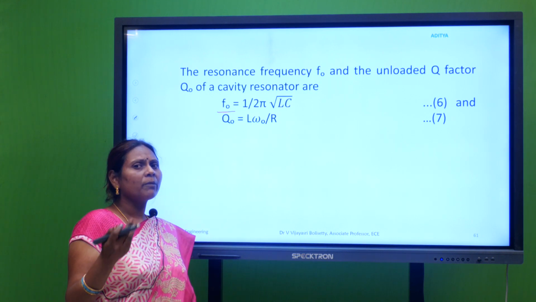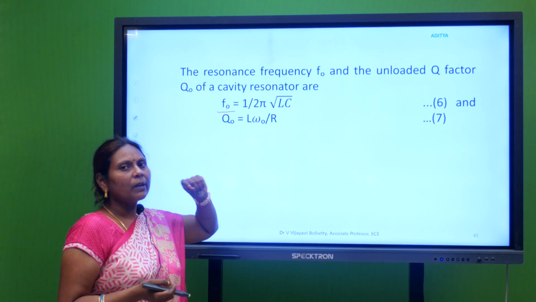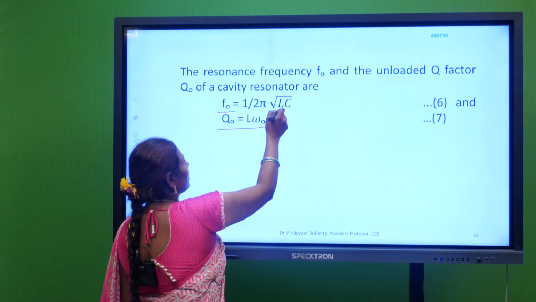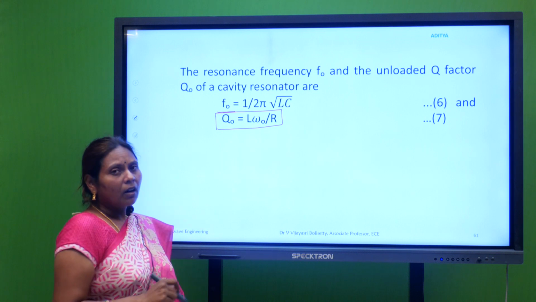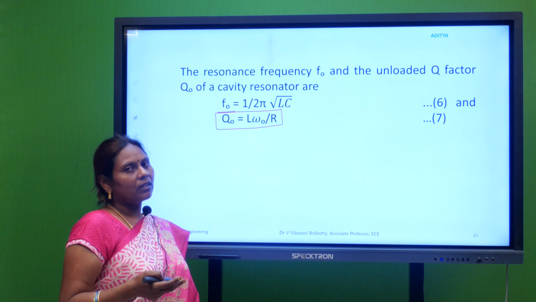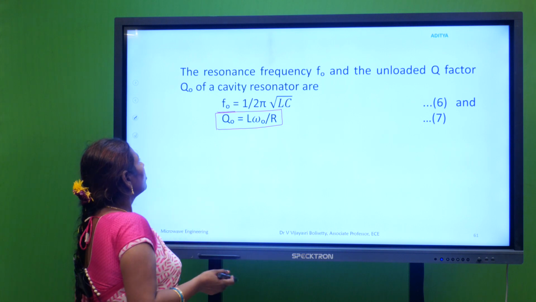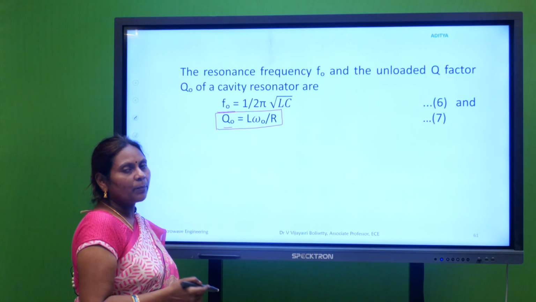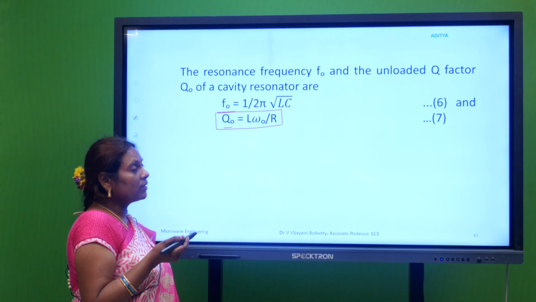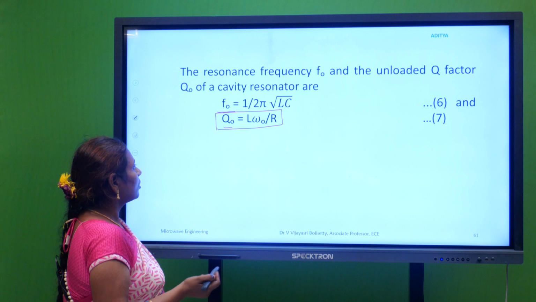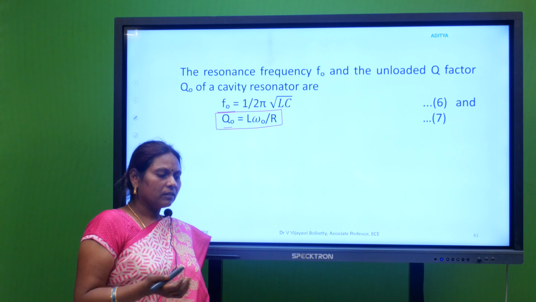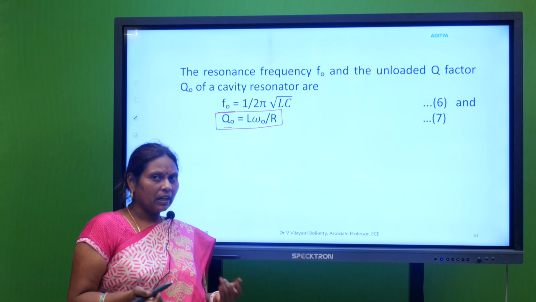We have seen even for a band pass filter that f naught is equal to 1 by 2 pi root LC, and from this we can also obtain the quality factor Q naught, where Q naught is equal to L omega naught by R or omega naught R by C. We have different relations depending on the inductor or capacitor circuit. Anyhow, the unloaded quality factor Q naught here is represented as L omega naught by R, and the unloaded cavity resonator frequency f naught is equal to 1 by 2 pi root LC. Now let us see how we can derive the quality factor of different cavity resonators, like a rectangular cavity and a circular cavity resonator.